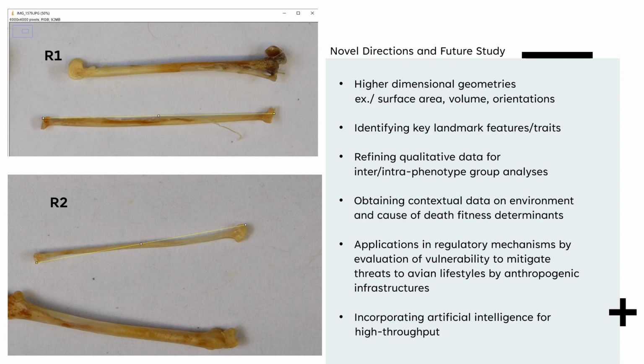In addition, contextual data on environment and cause of death as fitness determinants can also serve the same purpose. To incorporate potential applications such as regulatory mechanisms by evaluation of the vulnerability of these birds to anthropogenic infrastructures and how to mitigate these threats based on a population's morphological distribution. And finally, incorporating artificial intelligence for high throughput, leveraging landmarks, qualitative data, and contextual data.